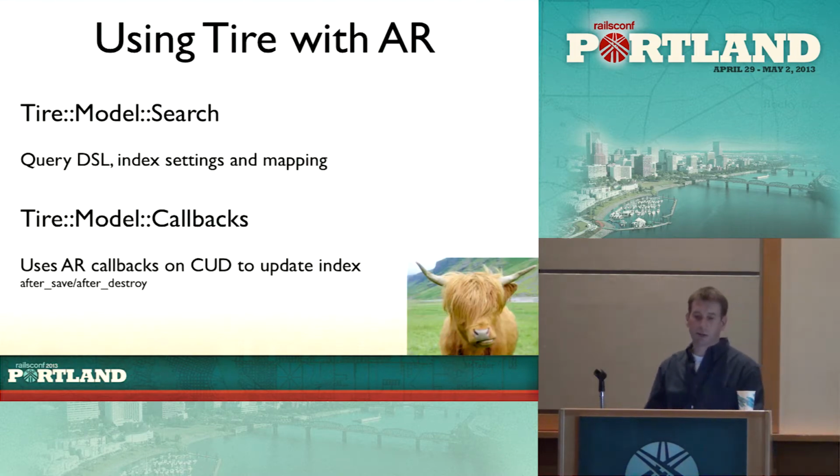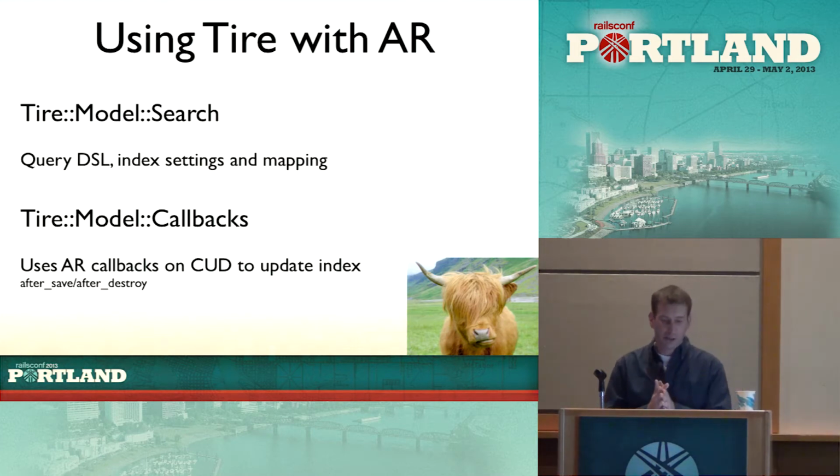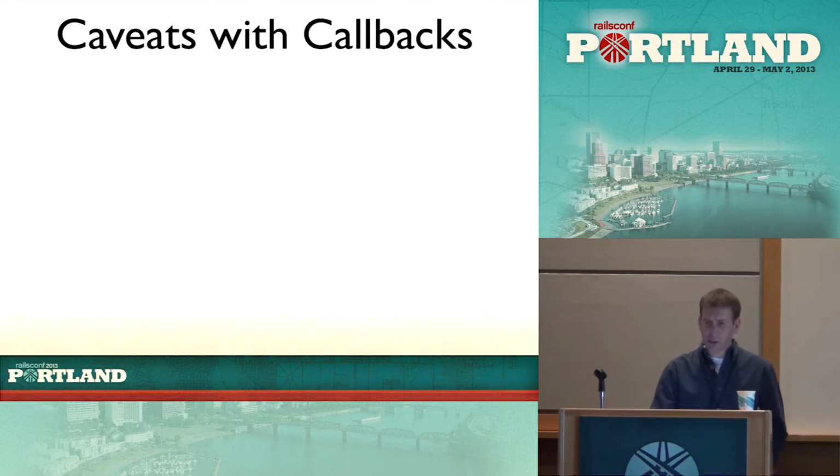And then you have Tire::Model::Callbacks, and these use the ActiveRecord callbacks on write operations. Thus, we have a hipster cow here for that. These are going to be the after_save and after_destroy methods. So there are some caveats with callbacks.